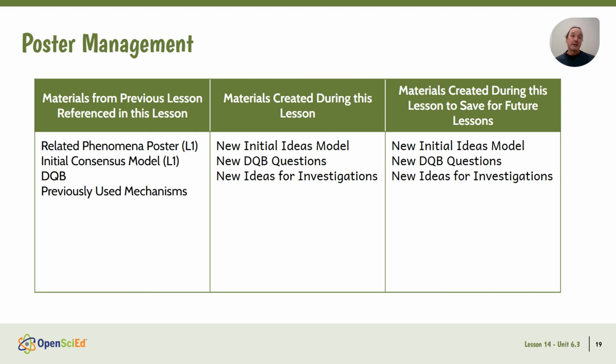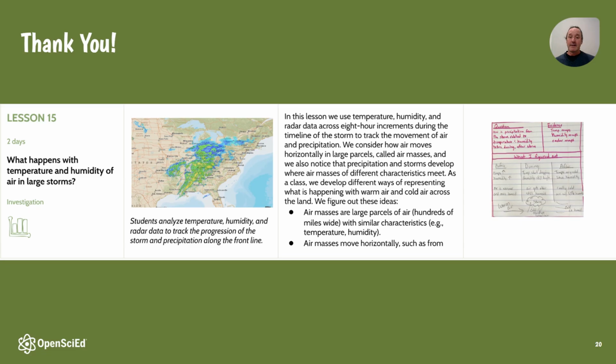You will create some new things here too. You'll have a new initial ideas model that gets created. It can be just taped right over the old hailstorm model if you want, and you'll have a brand new set of sticky notes with DQB questions and a new ideas for investigations poster. You will use all 3 of those things in all of the lesson set, which goes from lesson 14 to lesson 18. So you want to make sure you have at least a class copy of each one that's available for kids to see. So that's it, lesson 14 in a nutshell.